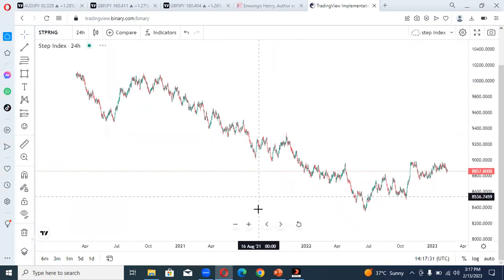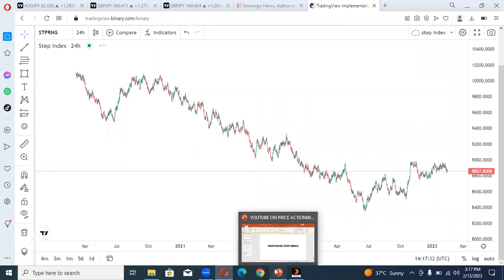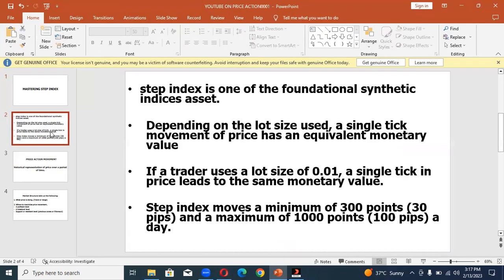Okay, so what is step index? Let me go straight to the point. I said that step index is one of the foundational synthetic indices assets. What do I mean by that? Synthetic indices actually started, I think, in the year 2016, maybe 2017. All right. And then step index was one of the four running markets that started, just like volatility 75 and some other volatilities in volatility pairs.